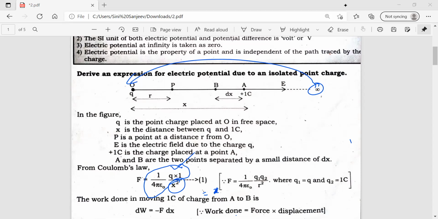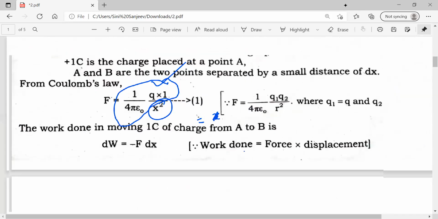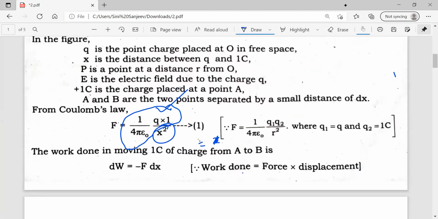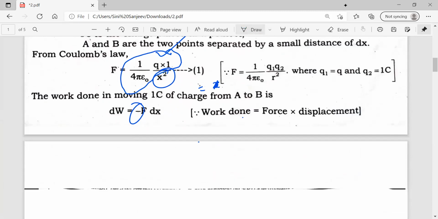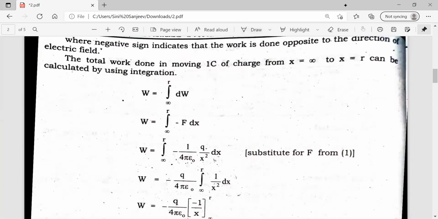But again, coming to this, dW equals minus F dot dx, correct. Why the negative sign here? Because we are moving the charge against the electric field. You got the point. Work has to be done against the electric field, so that represents the minus sign. So as I told you, W is equal to the integral of dW, and we are moving from infinity to r.